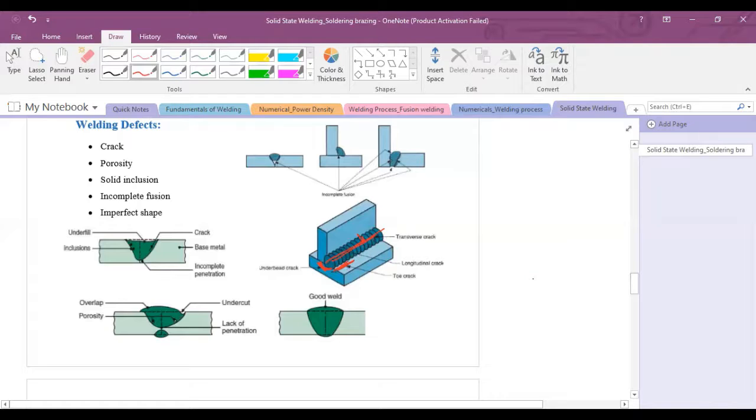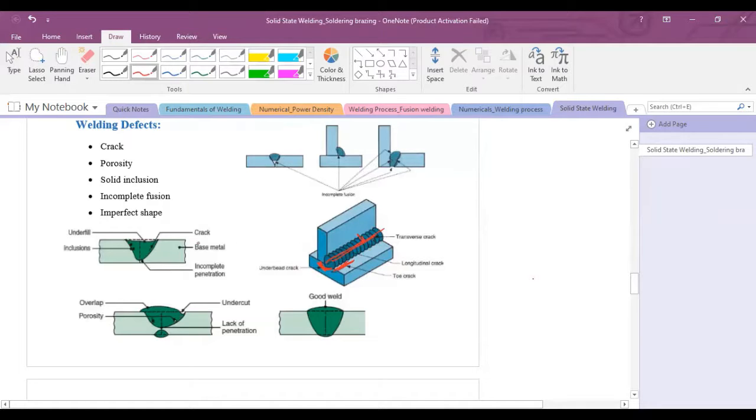Porosity can be prevented by proper selection of the electrode and filler material, which is very important. Reduce welding speed to allow time for gas to escape, because we need to protect this bead from fumes that are produced during the welding. So we need to reduce the welding speed to allow the gases to escape from this weld zone.